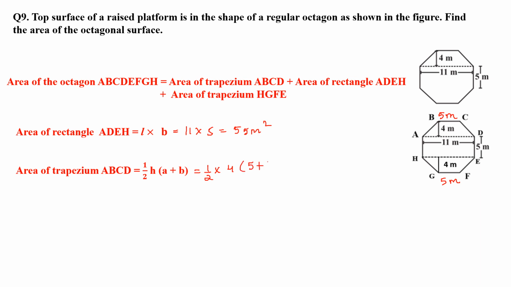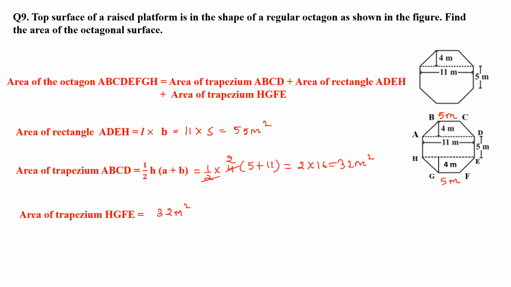Now area of the trapezium ABCD will be half into height, which is 4, and parallel sides 5 plus 11. And if I reduce it, it is 2 into 16, which will give me 32 meter square. Now as both the trapeziums are congruent, so area of the trapezium HGFE will also be 32 meter square.